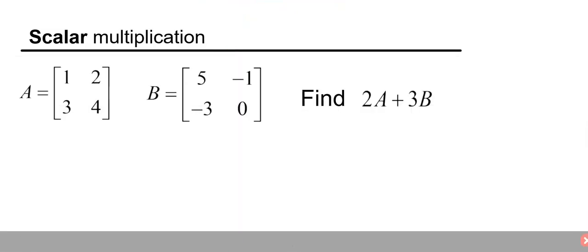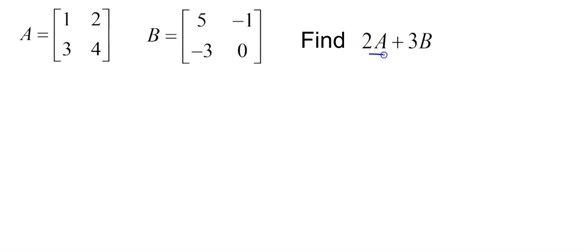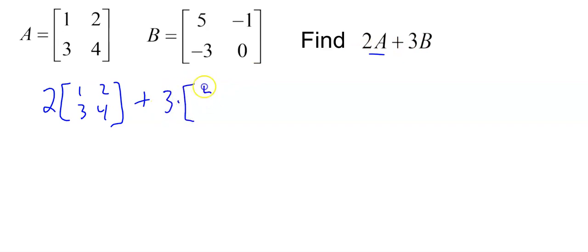So let's go a little bit further. I'm not sure if your book even has any example problems of this, but I want you to know how to do this, and it's really not that difficult. So let's find 2A plus 3B. 2A would be 2 times matrix A. Typically with a matrix, we name them by a capital letter. So A is 1, 2, 3, 4, plus 3 times B, which is 5, -1, -3, and 0.